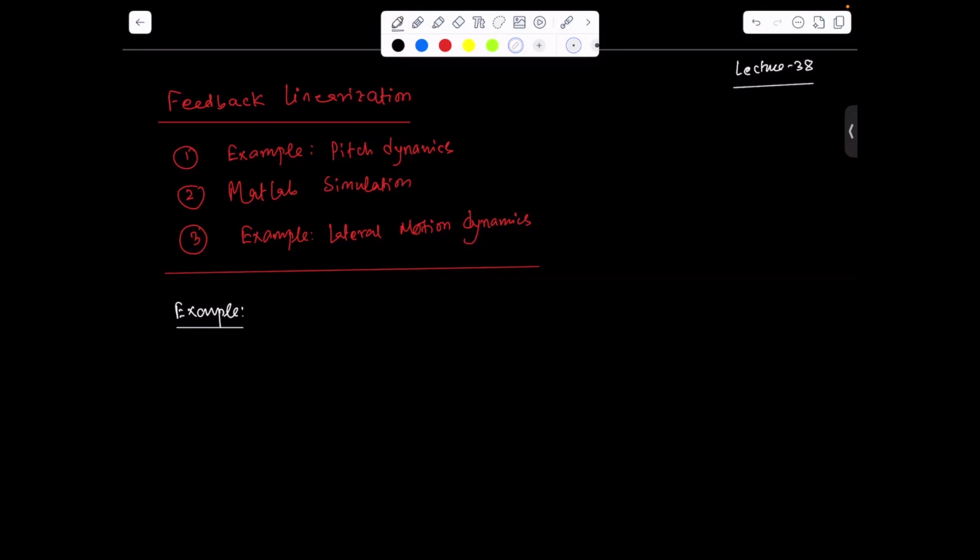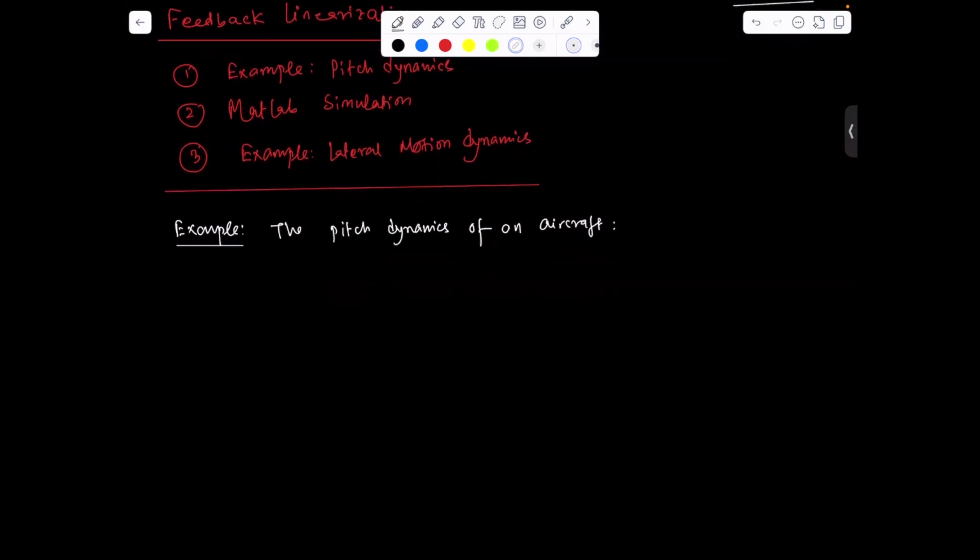Let's consider the pitch dynamic motion of an aircraft. theta dot equal to q and q dot equal to M by I. So here theta is the pitch angle, q is the pitch rate, and M is the total moment acting on the system, and this I is the inertia along the pitch axis.